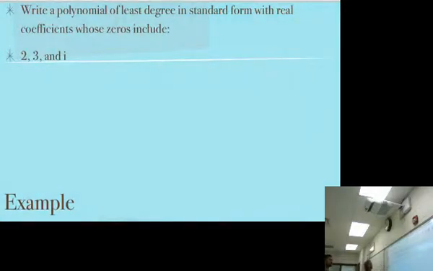All right, you want to start with this one? Yeah. So we want to write a polynomial of least degree in standard form with real coefficients whose zeros include 2, 3, and i. And I think we just said if the root is i, then we've also got to have negative i. Does that sound right?